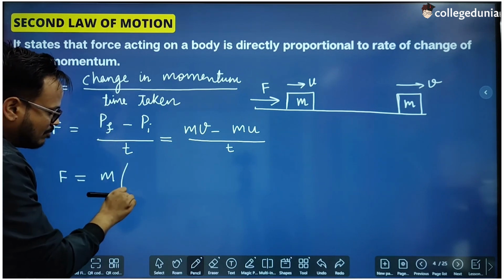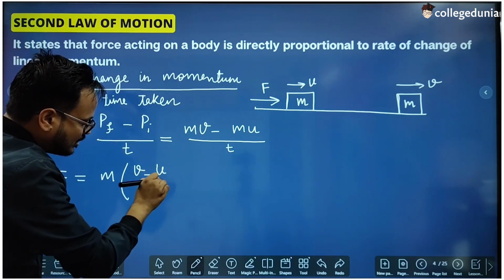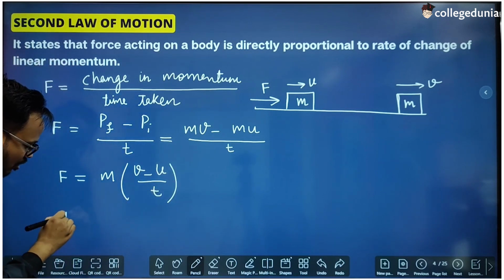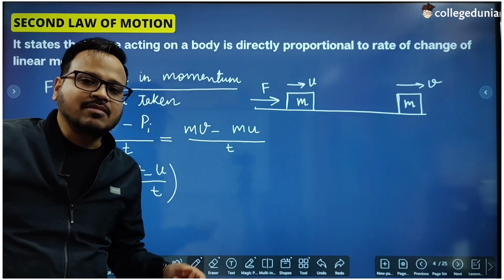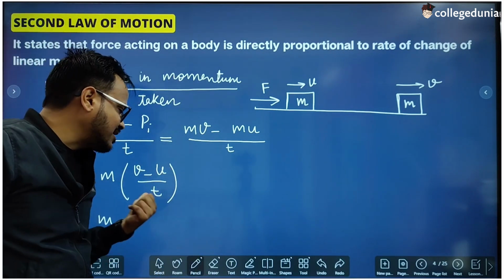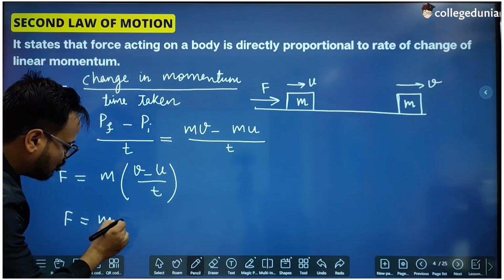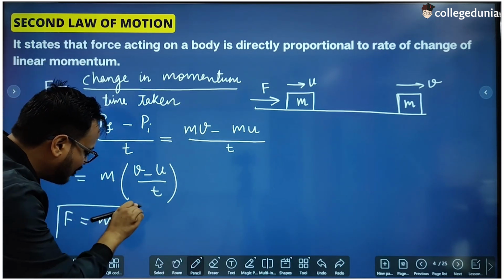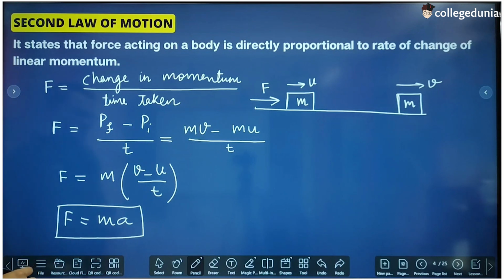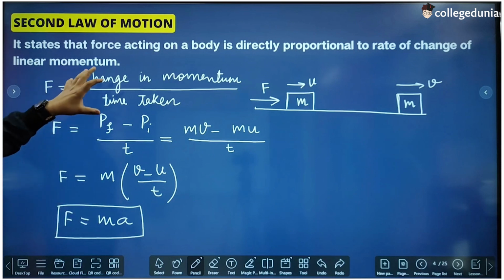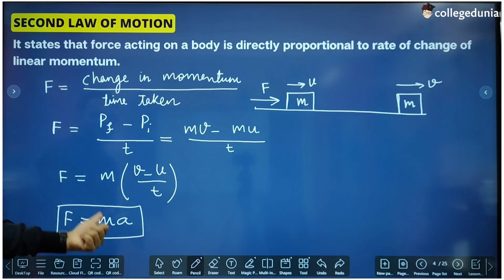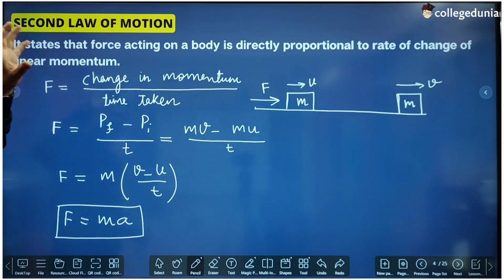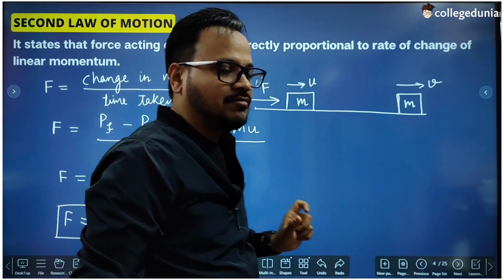Now if we take m as common, then (v minus u) upon t is left, and we all know that (v minus u) upon t is acceleration, change in velocity by time. So F equals m a. This is another famous statement of the second law, but the actual meaning of the second law is the earlier one. This is just a byproduct of that meaning. We can easily derive this equation from it, but this is not the second law, the momentum statement is the second law. So you have to understand that statement.